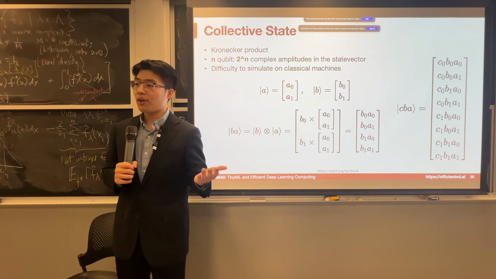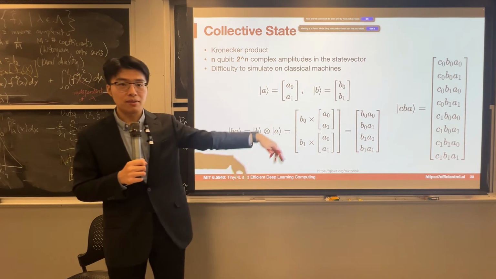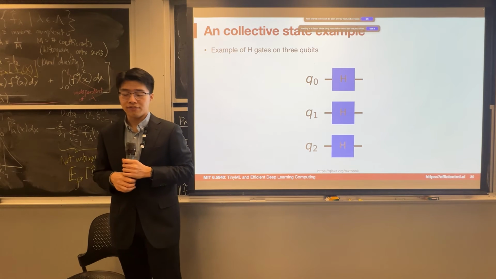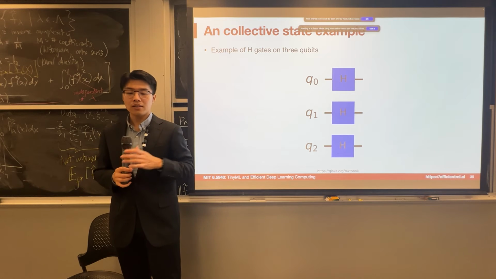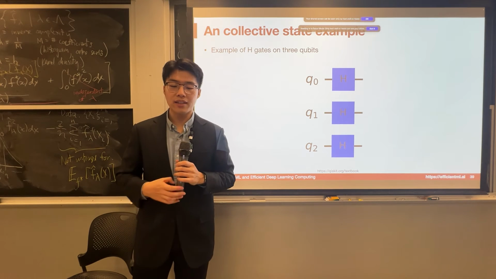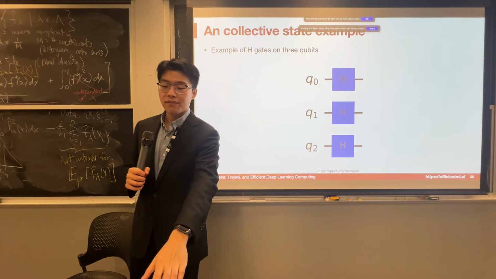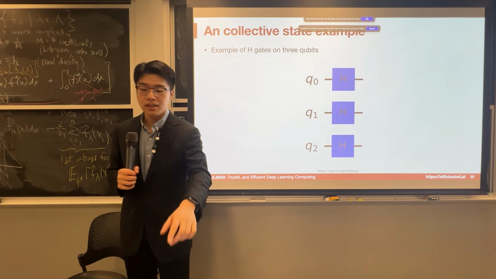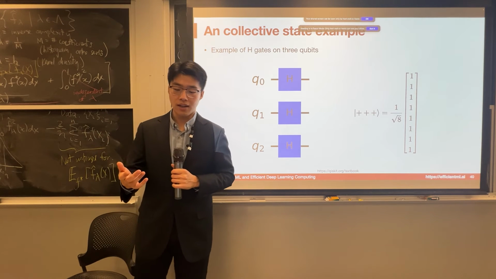And say if we have 3 qubits, then the length of the system will be 8, because we have 2 to the power of 3 in terms of the information vector length. So here we can give an example of this collective state. Say we have these Hadamard gates, as we just introduced previously. We have these Hadamard gates on each of the qubits, right? And then we can create this all entangled state.